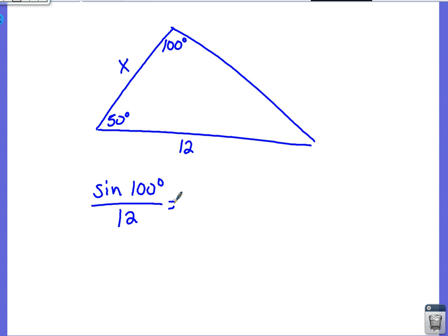And people in pre-cal, I'll give the same problem to, and we still get tripped up on these. We're given a sine of 100 over 12, but here's my x. I don't have that angle. Yeah, I do. How big is it? 30. Thank you. Because the three have to add up to 180. So you have sine of 100 over 12 equals the sine of 30 over x.